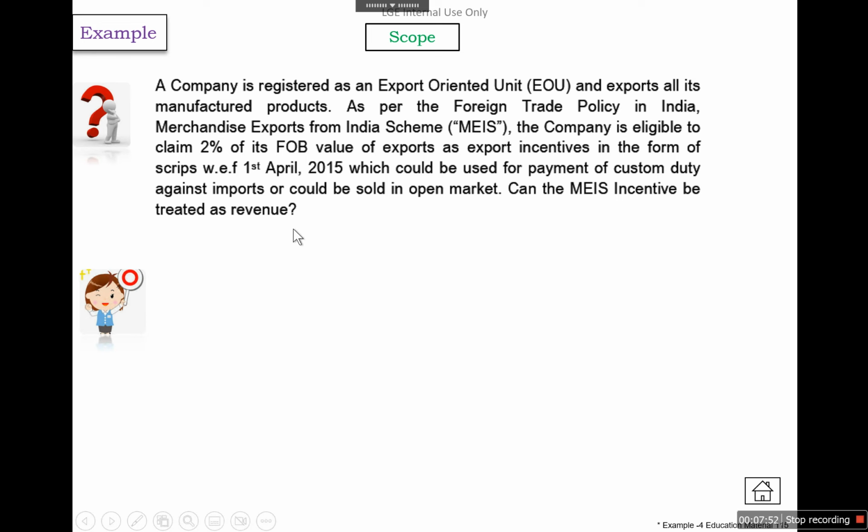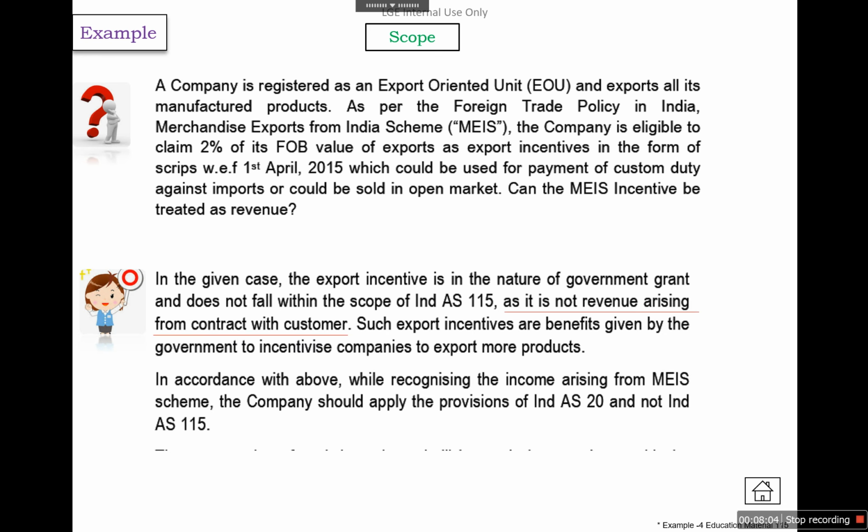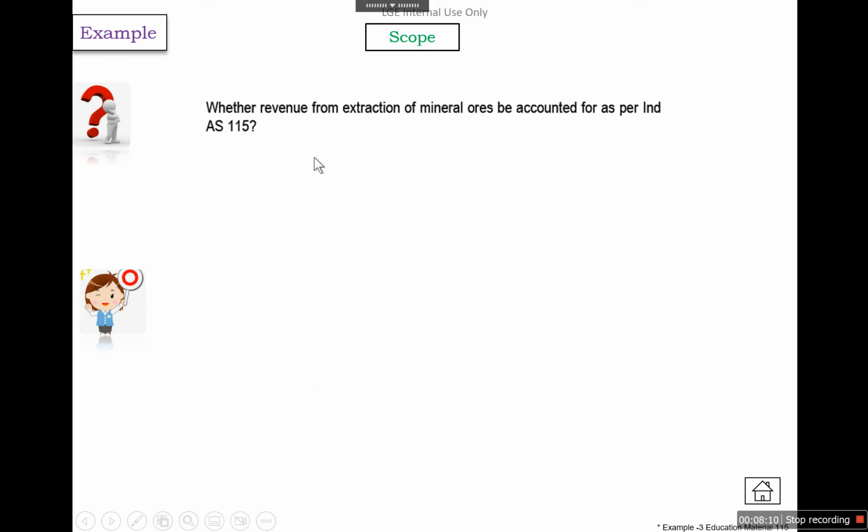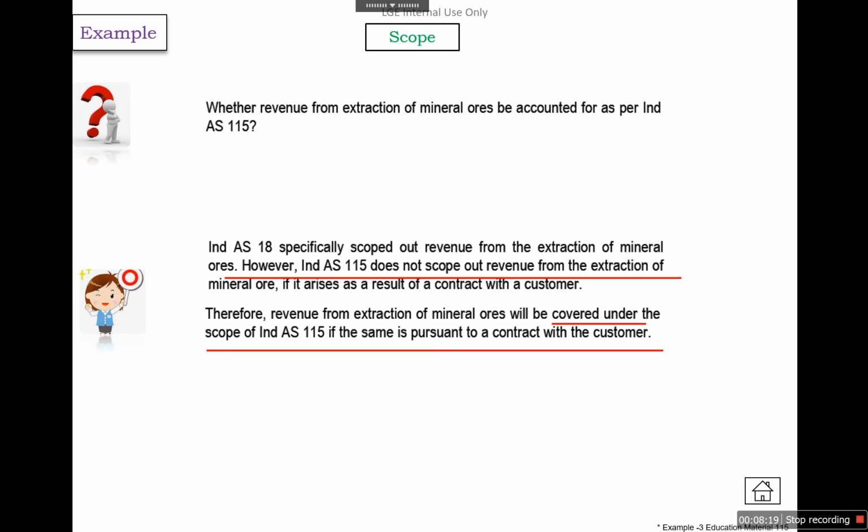As we have discussed, Ind AS 115, as the name suggests, talks about revenue from contracts with customers. In this case, the government is not a customer and the incentive being provided is in the form of a government grant. So Ind AS 20 will be applicable, not Ind AS 115. Whether revenue from extraction of mineral ores will be accounted as per Ind AS 115? This is not in the exception, so it will be covered under Ind AS 115.